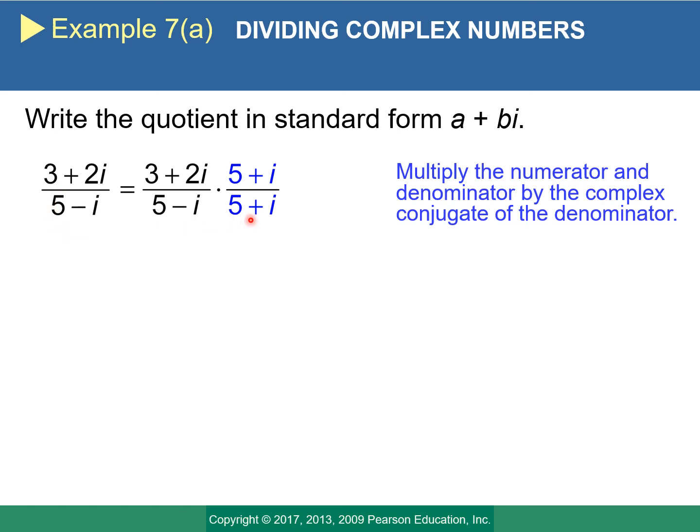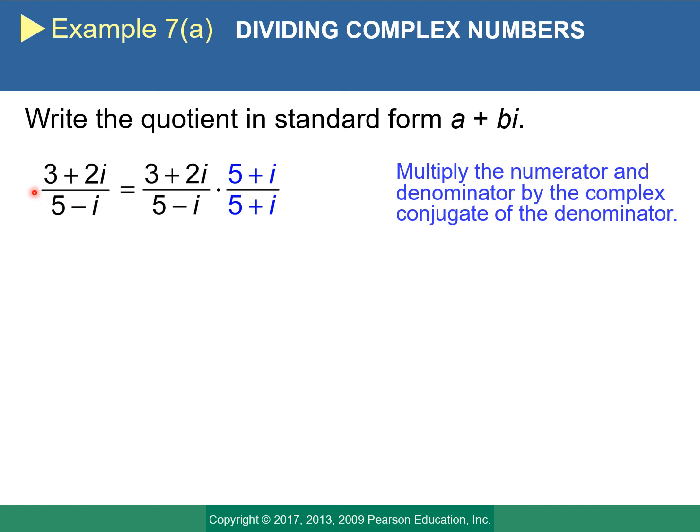So change that minus to a plus sign. Whatever sign you have in the middle, just put it the opposite. So it was a minus, so now it's plus. And then you're going to multiply top and bottom by that complex conjugate. So that's the process for dividing.